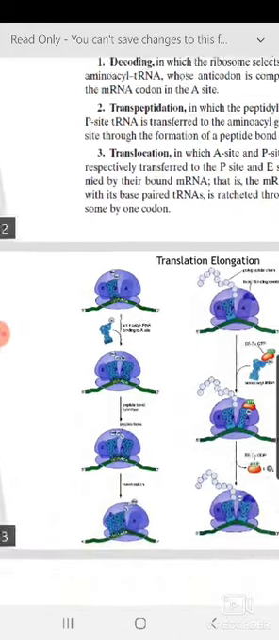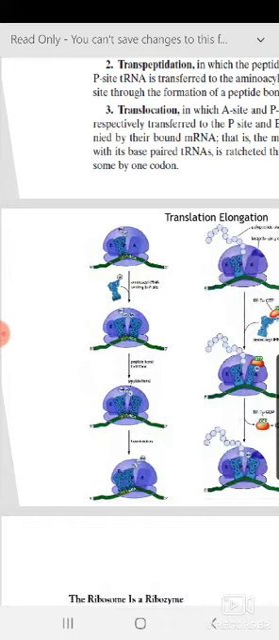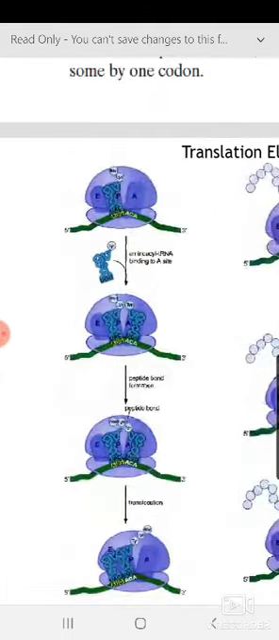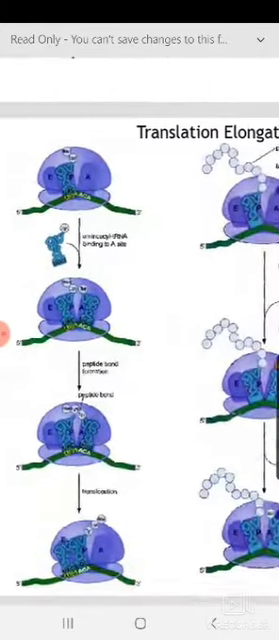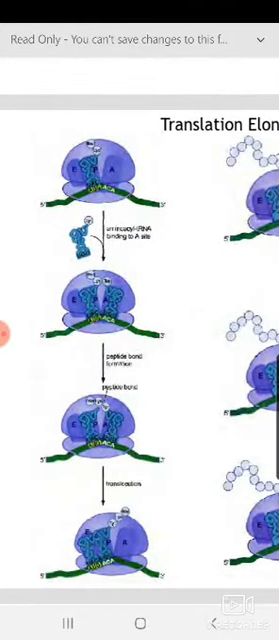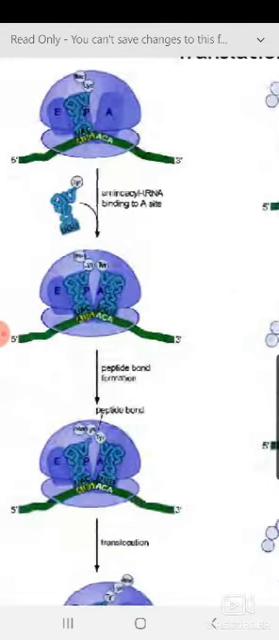Now to understand the process, we will also study these three mechanisms. This left hand side diagram shows all three mechanisms together, how it actually looks. The first one is what we discussed, decoding. That means the correct amino acid should come and bind at the A site. So amino acid tRNA binds to an A site. This is the first reaction. Then the peptide bond formation is the second step, where the growing chain will be transferred from the P site to the A site.